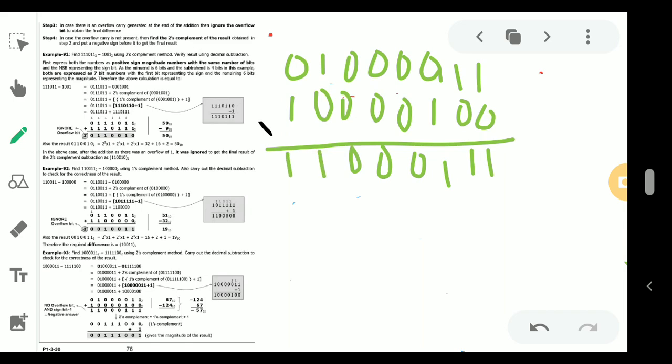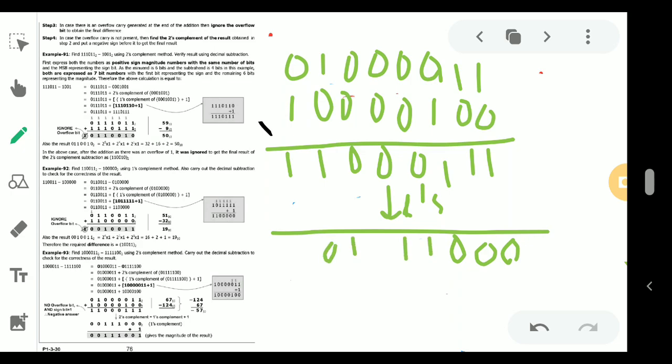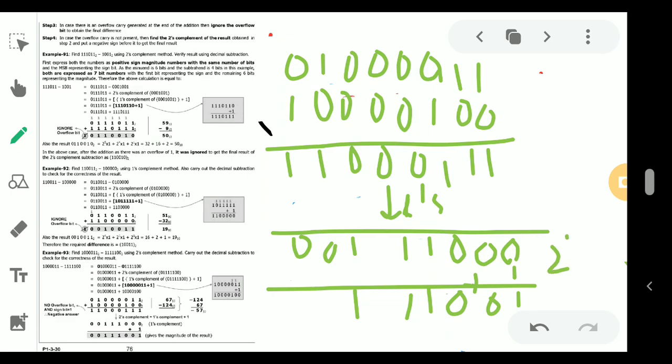So what you have to do? We have to find out the 2's complement of the number. To get the 2's complement of the number, first you have to find out the 1's complement. So 1's complement, how to get? 0, 0, 0, 1, 1, 1, 0, 0. So this is the 1's complement of the particular number, and next we have to add plus 1. So it becomes 1, 0, 0, 1, 1, 1. So this has become the 2's complement of the resultant, and this is the final answer.